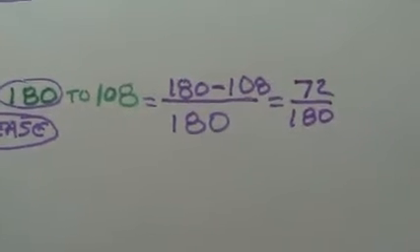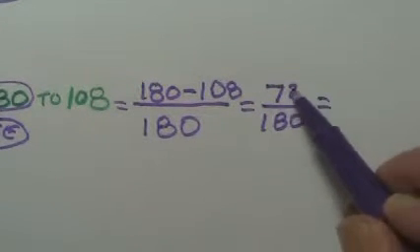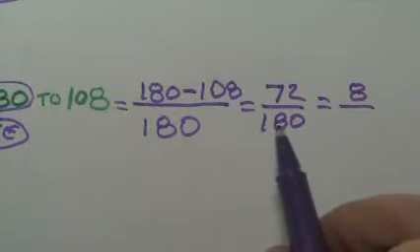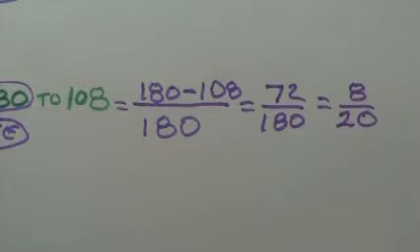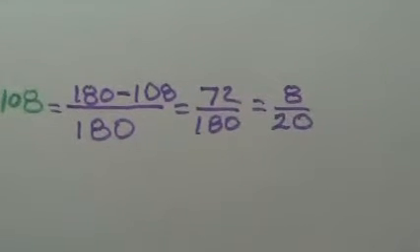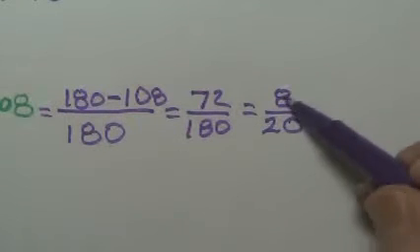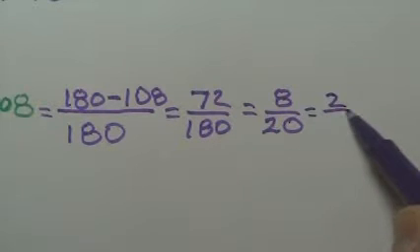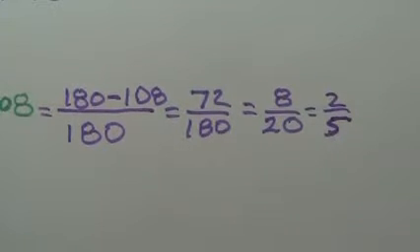And I think 9 will go into both of these. 9 goes into 72, 9 times 8 is 72. And 9 goes into 180. Let's see, 9 goes into 18 twice, and just add a 0. Hey, wait a minute, this can be reduced also. So let's see, 4 will go into both of these. 4 goes into 72 eighteen times, no, 4 goes in twice, and 4 goes into 20 five times. That's just a 5. Okay, so we reduce as much as possible.